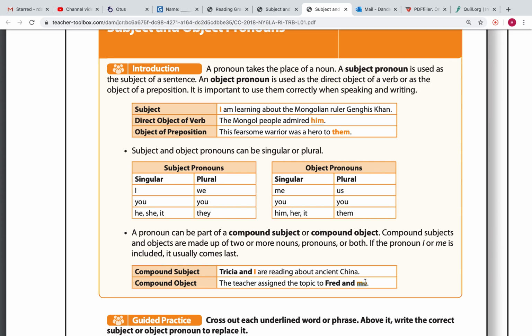So in another example of how this could be, let's say, the teacher gave straight A's to John and me. You wouldn't say that the teacher gave straight A's to John and I, right? Because if you took the John out of that sentence, it wouldn't make sense if you say the teacher gave straight A's to I, right? That would not make sense. So when something is given to you, you're going to say the teacher assigned the topic to Fred and me, not the teacher assigned the topic to Fred and I. Now, if we're talking about something that I am doing, right?